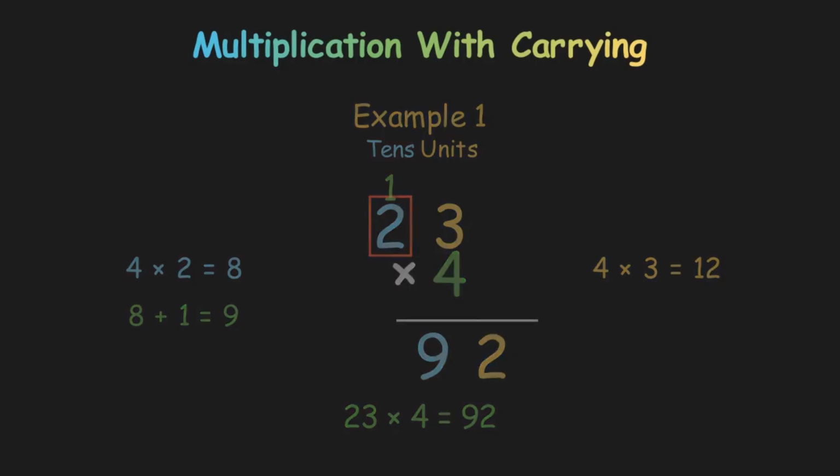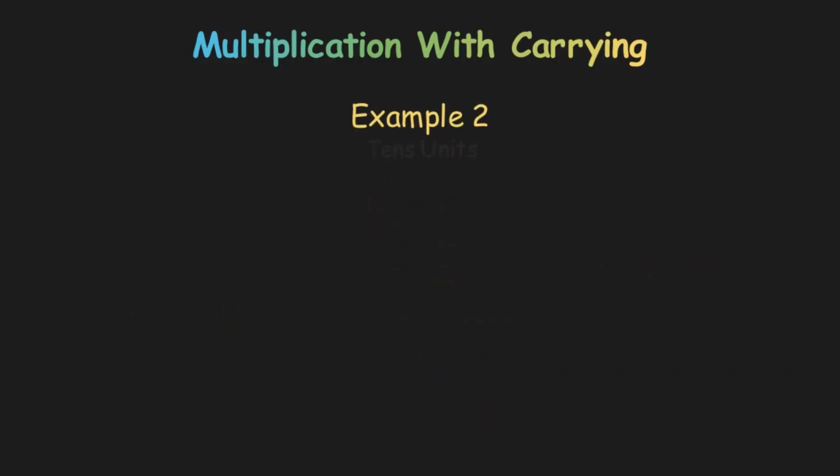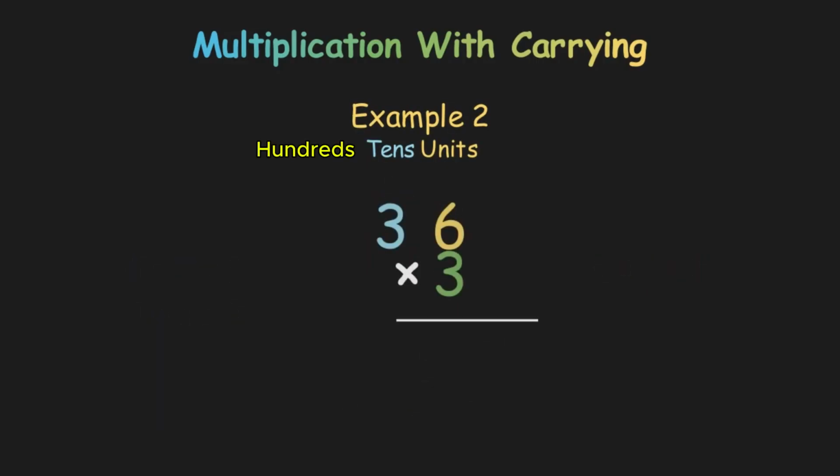Now, let's move to example 2. First, we arrange the numbers according to their place values. Tens under tens and units under units. We begin again from the units column. Multiply 3 by 6, and that gives us 18. We write down 8 in the units column and carry 1 to the tens column.